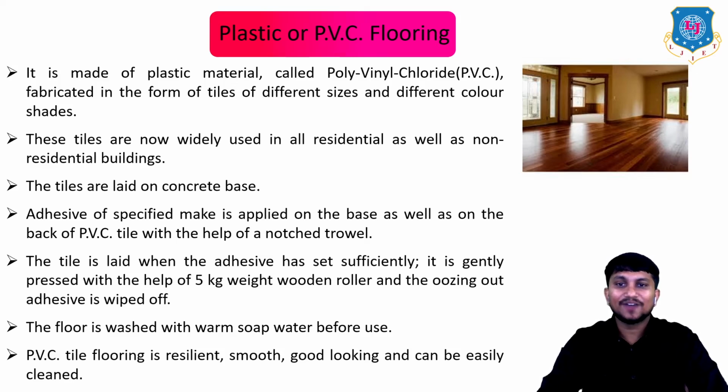Adhesive of specified make is applied on the base as well as on the back of PVC tile with the help of notch trowel. The tile is then laid when the adhesive has set sufficiently. It is gently pressed with the help of a 5 kg wooden roller and the oozing out adhesive is wiped off. The flooring is washed with warm soap water before using. PVC tile flooring is resilient, smooth, good looking, and can be easily cleaned. This is the advantage of the plastic or PVC type of flooring.